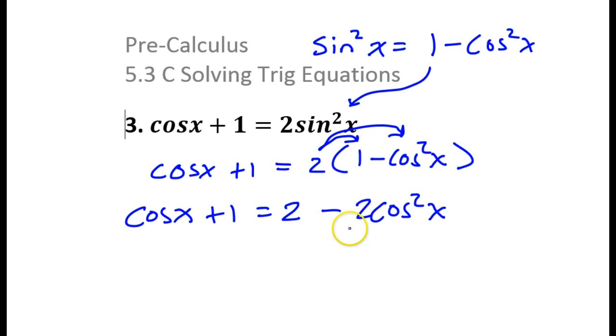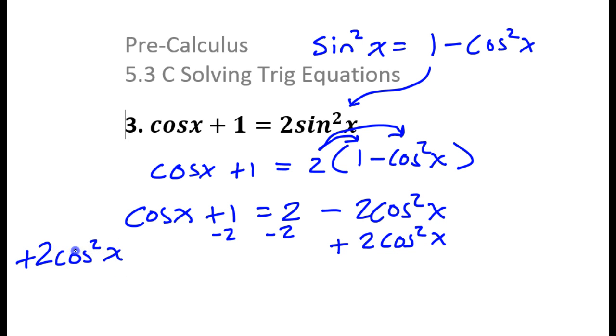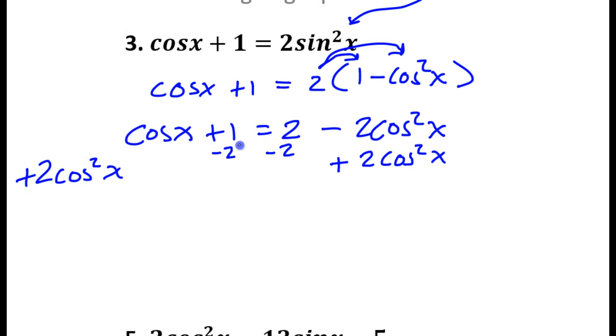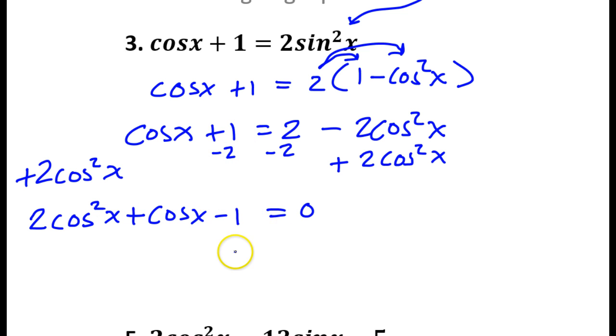Let's get everything on one side. So let us subtract 2 from both sides, and let us add 2 cosine squared x to both sides. Alright, so let's combine like terms and bring everything down. There's no like term here, so I'm just going to bring down my 2 cosine squared x, and then I'm just going to bring down this cosine x. 1 minus 2 is negative 1, and all that equals 0.